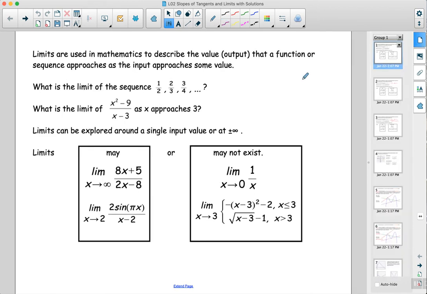All right, so we talked about in the previous lesson what limits were. They're used to describe the value or output that a function or sequence approaches. So the input is going somewhere. The purpose of a limit is to tell us what the output is doing. So we could look at a limit of a sequence. So let's take a look at this particular one.